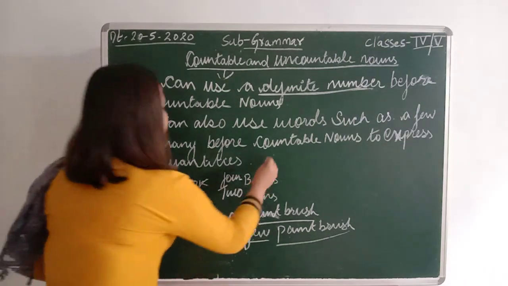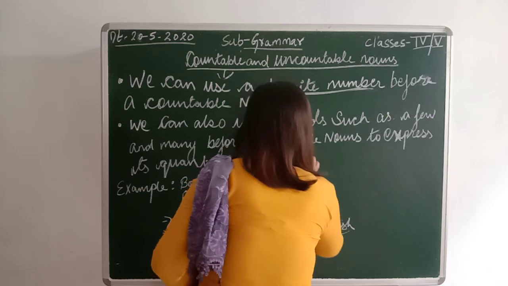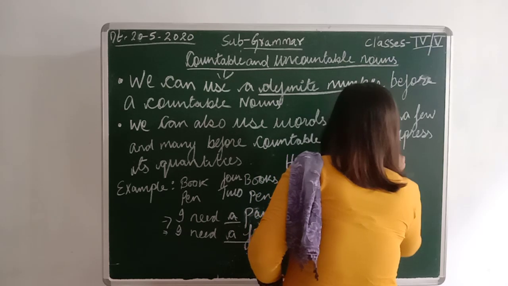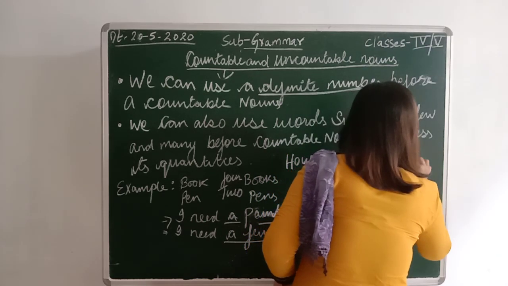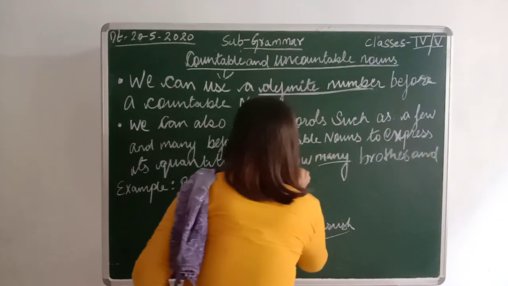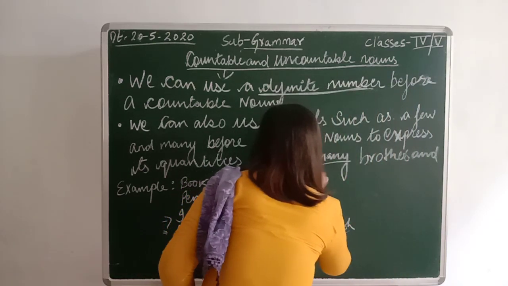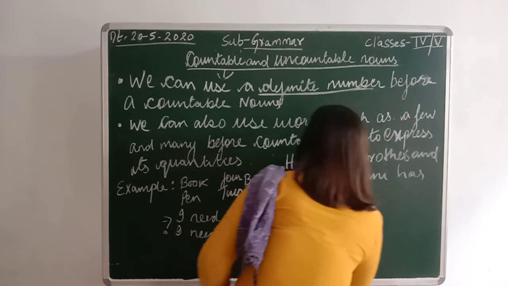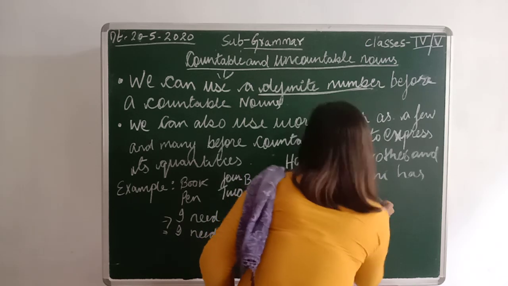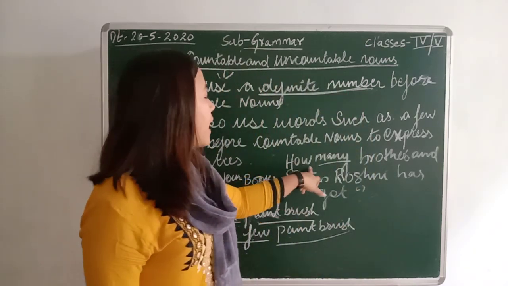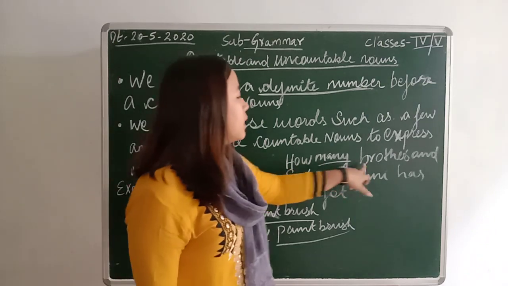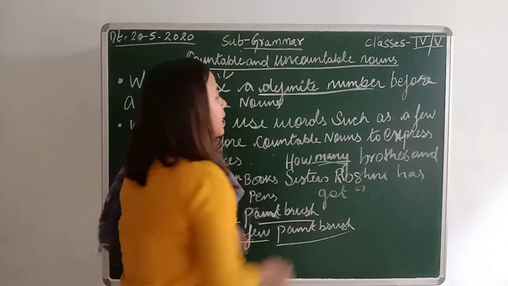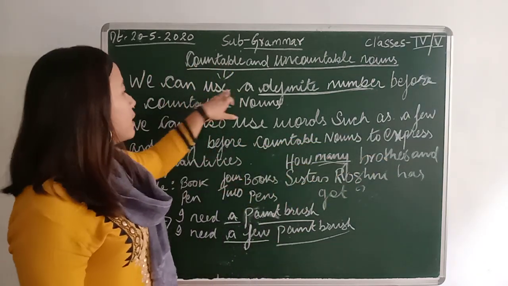So for example, another example, we can write: How many brothers and sisters Roshni has got. So in this sentence we have used many to count brothers and sisters of Roshni. So we can write many, a few to these countable nouns.